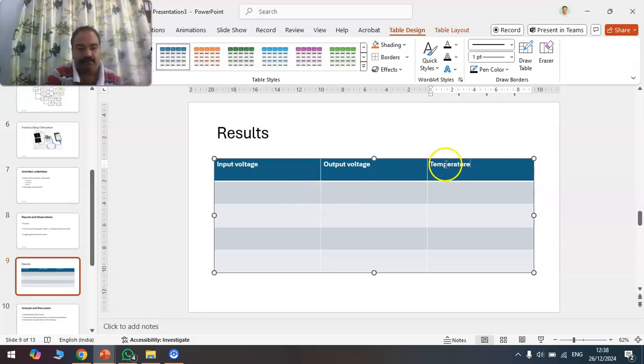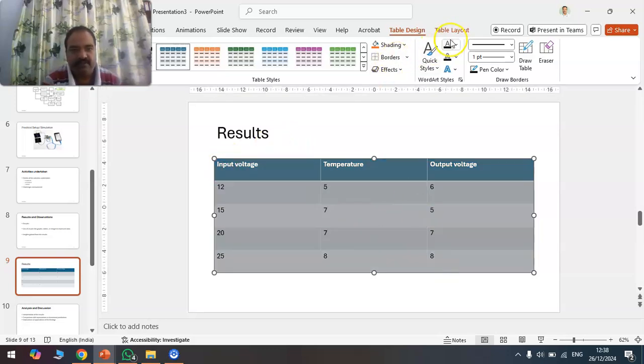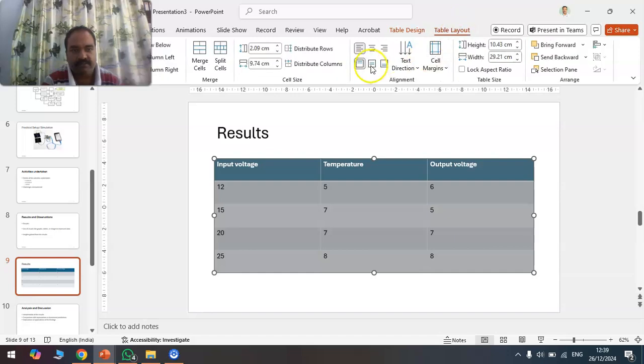Okay, so I'll do one thing. I feel that my output voltage is a function of temperature, and also input voltage. Now let us suppose this is my 12 and this is my 50 and this is my 20 and this is my 25, and these are my temperatures 5, 7 and 7 and 8, and this is my electricity. I have got 6, 5, 7, 8. I am just taking these values as random things. Even the variables are also very random, so don't worry about that.